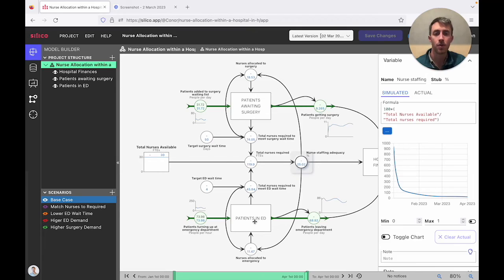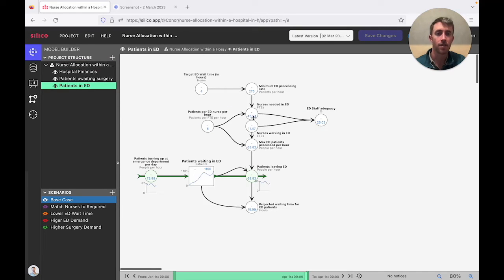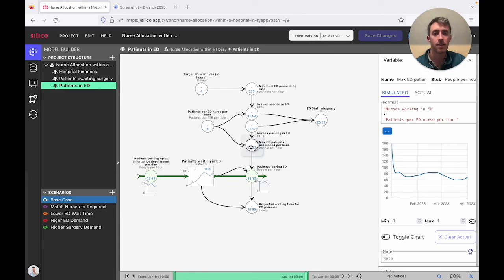And so if we click in here, we can see that the actual nurses allocated to working in the emergency department is only 11. And if we multiply that by the patients that they can treat per hour, we see that the maximum processing rate is only 68. So of the 73 turning up, let's say, in this hour, we can only treat 68 of those, and therefore the remainder between the two is getting added to, accumulating further the stock of patients that are waiting in the emergency department.